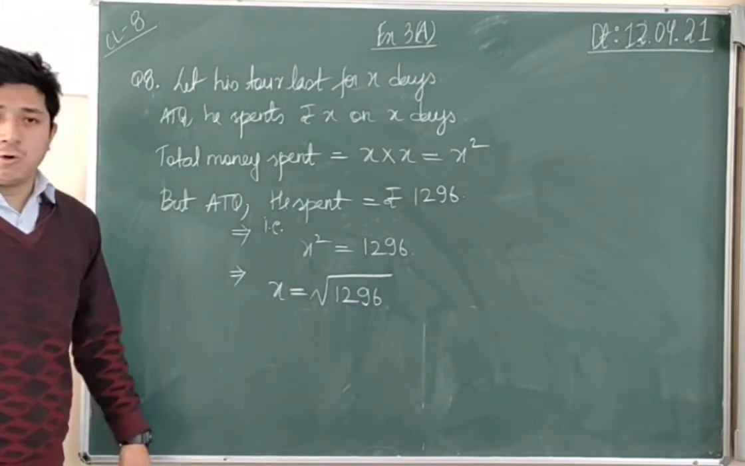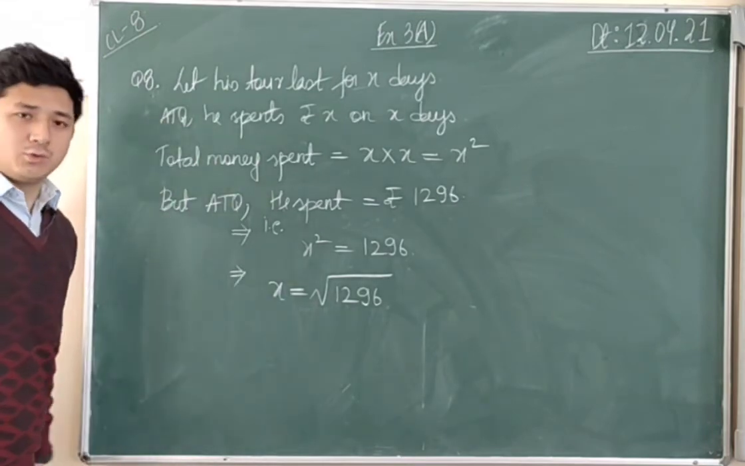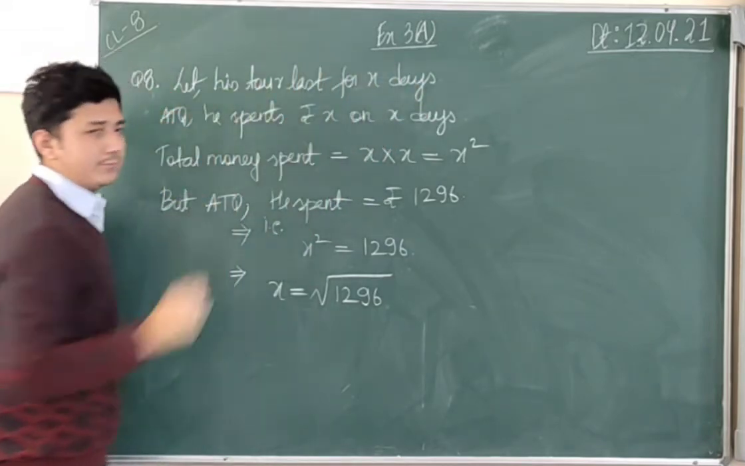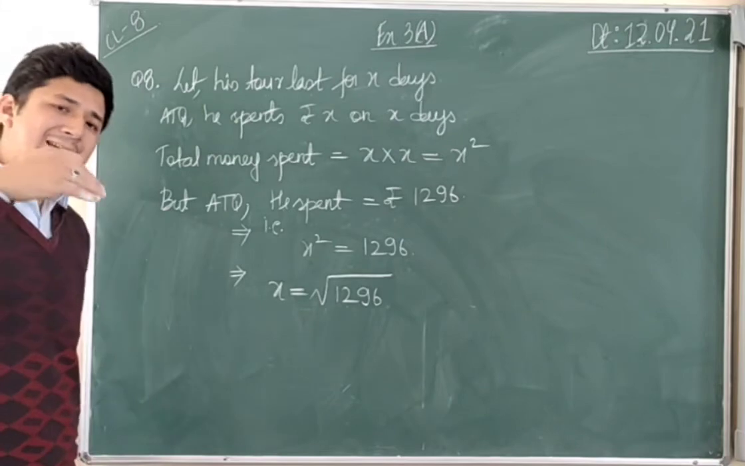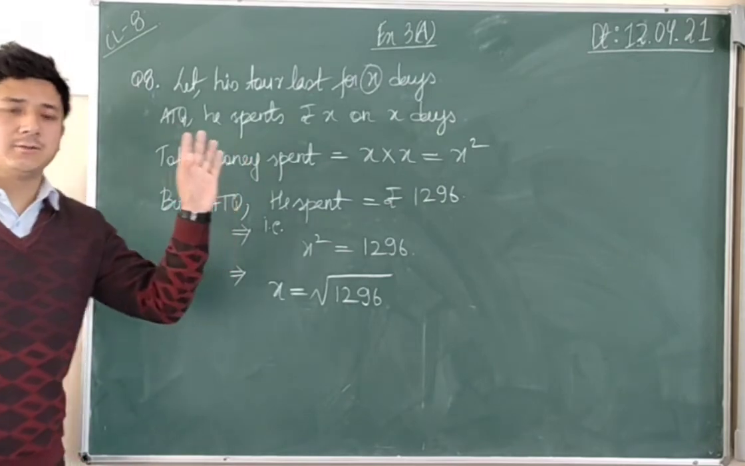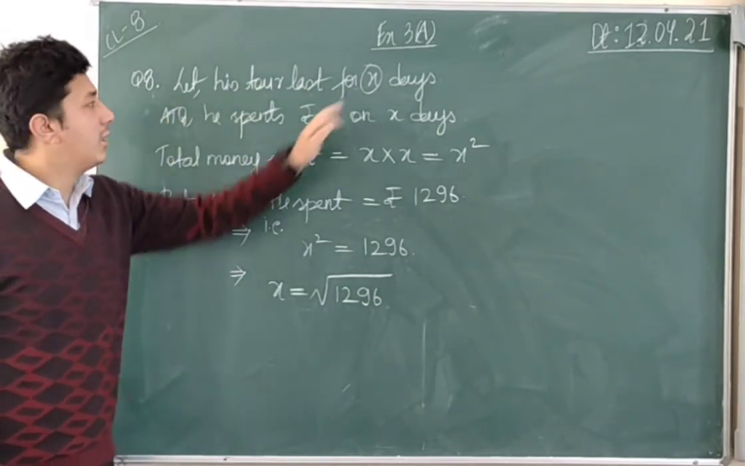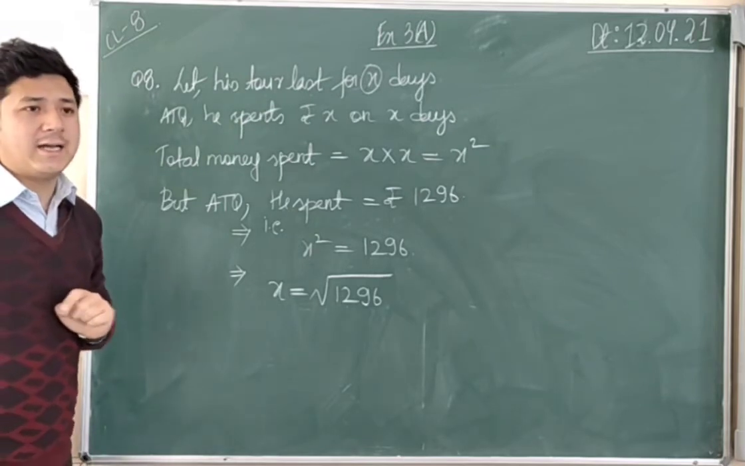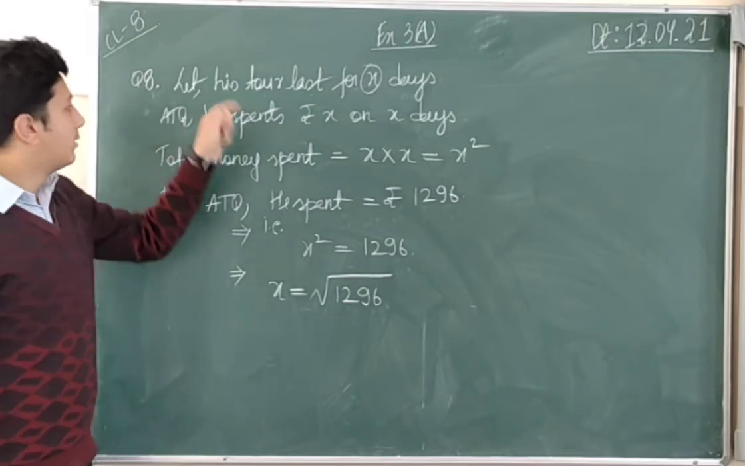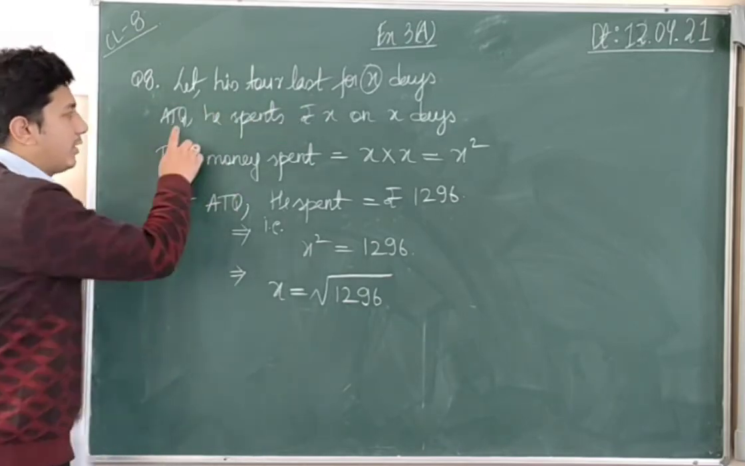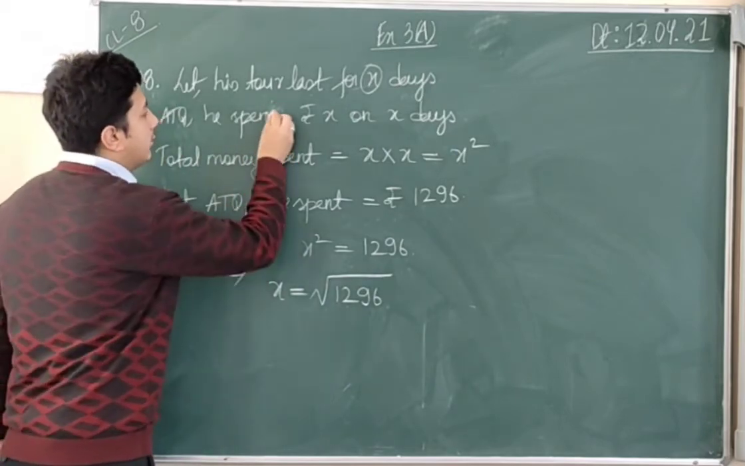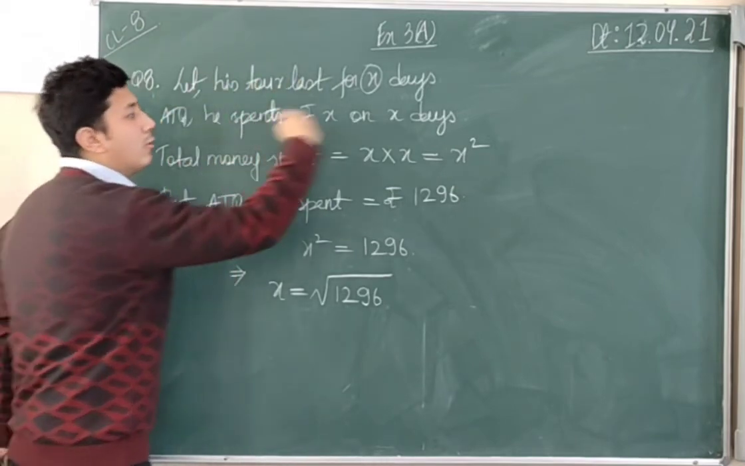As we don't know how many days he was on tour, let us assume his tour lasted for X days. This is what we are finding. For how many days did his tour last? Let the number of days be X. Now the question again tells us that every day he spent as many rupees as the number of days. So according to the question, he spends rupees X on X days.